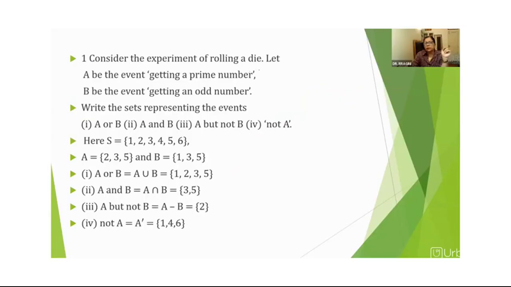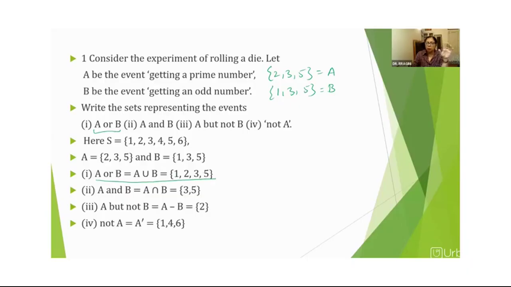Right? So here, let us do one example. Consider the experiment of rolling a die. Let event A be getting a prime number. Prime numbers are 2, 3, 5. B is getting an odd number. Odd numbers are 1, 3, 5. Now we have to use these operations that we have learned. A or B is nothing but A union B.